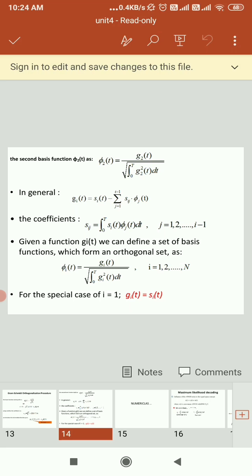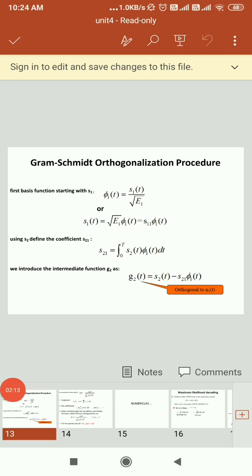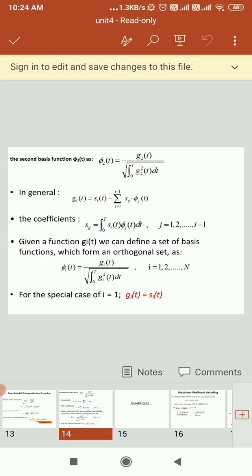So here, if we are taking the second basis function, we can take phi 2 of t equal to g2 of t, which we are taking as an intermediate function, upon square root of integration 0 to t of g2 square of t dt. So in general we can write gi of t equal to Si of t minus summation j equal to 1 to i minus 1 of Sij into phi j of t.